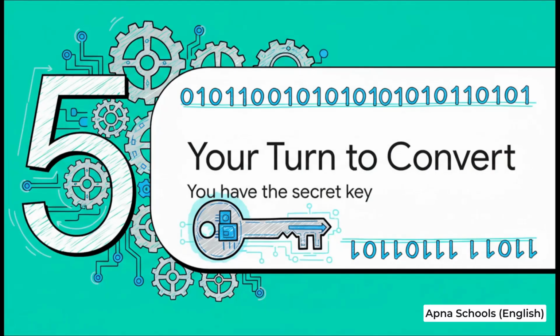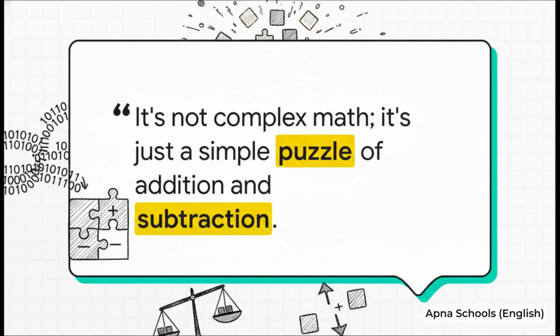And that's really all there is to it. That's the secret. You now have the one simple key you need to speak both human and computer. The power is officially in your hands now. And this is what I really want you to take away from all this. Forget thinking this is some kind of complex math. It's not. It's just a simple puzzle. All you're doing is adding and subtracting with this one special set of numbers. It's not about being a math genius at all. It's just about knowing the trick.